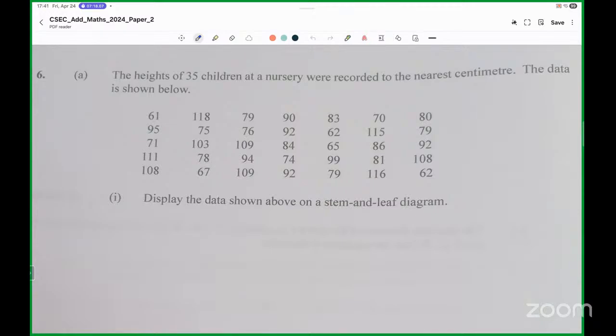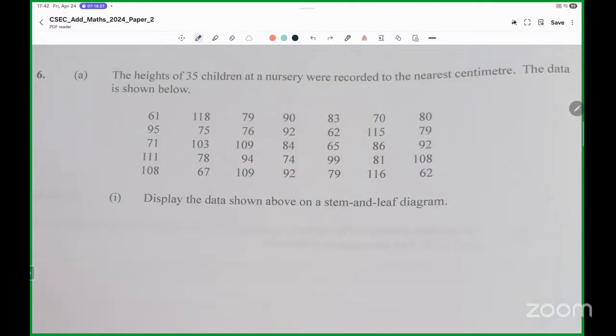But what they wanted to do was display this on a stem and leaf diagram. A stem and leaf diagram is a diagram where you have the tens values and the ones values. The tens values are placed in a column, which is called the stem. Then the ones values are placed in another column, which is called the leaf. So it is a compact way of showing all of this data, and you don't have to repeat these numbers.